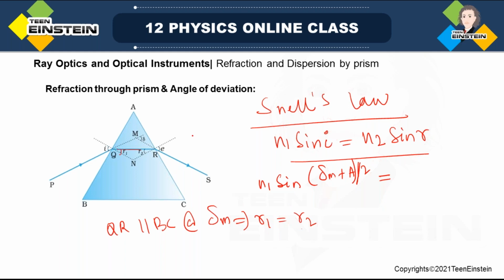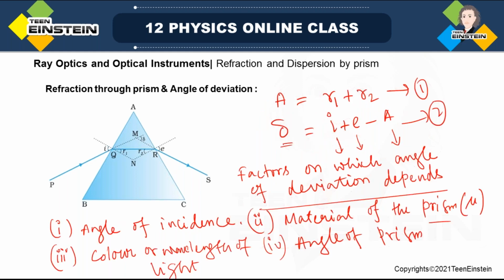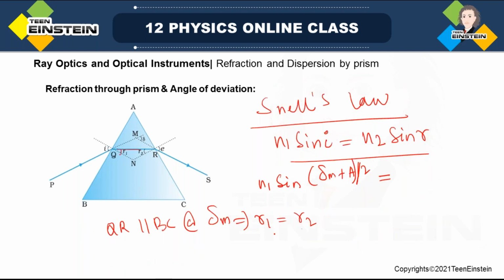If you remember in equation number 1, we got R1 plus R2 is equal to A, the angle of prism. So if these two are equal at minimum angle of deviation of the prism, then I can find out R1. R1 plus R2, so I'll write 2R1 equals A, so R1 is A by 2.